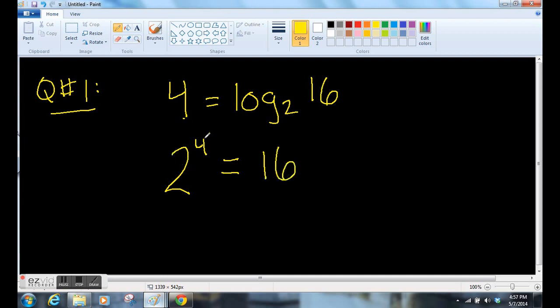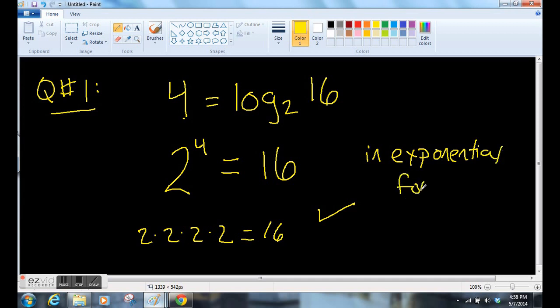So another thing, when you're doing this, especially with numbers, you should be able to check your answer to make sure it makes some sort of sense. And in this case, it does make sense, because 2 times 2 times 2 times 2 is equal to 16. Check! So this is an example of writing it in exponential form.